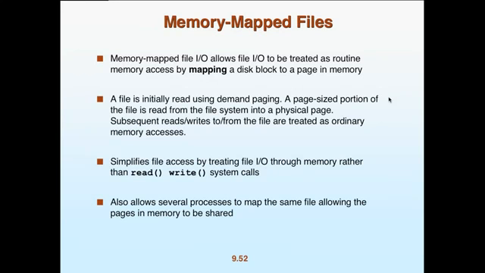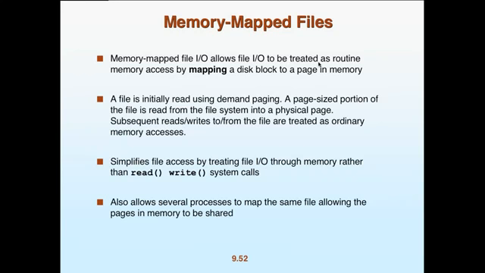Another related concept is memory mapped files, which we looked at in one of the slides earlier. Memory mapped I/O allows files to be treated as routine memory access by mapping a disk block to a page in memory. So we take something from secondary storage, from the hard drive, and put it up into memory. That's another way of using memory, and we can map them per process. We can map them in between processes, so we can have multiple processes share the same file in a memory mapped mode.